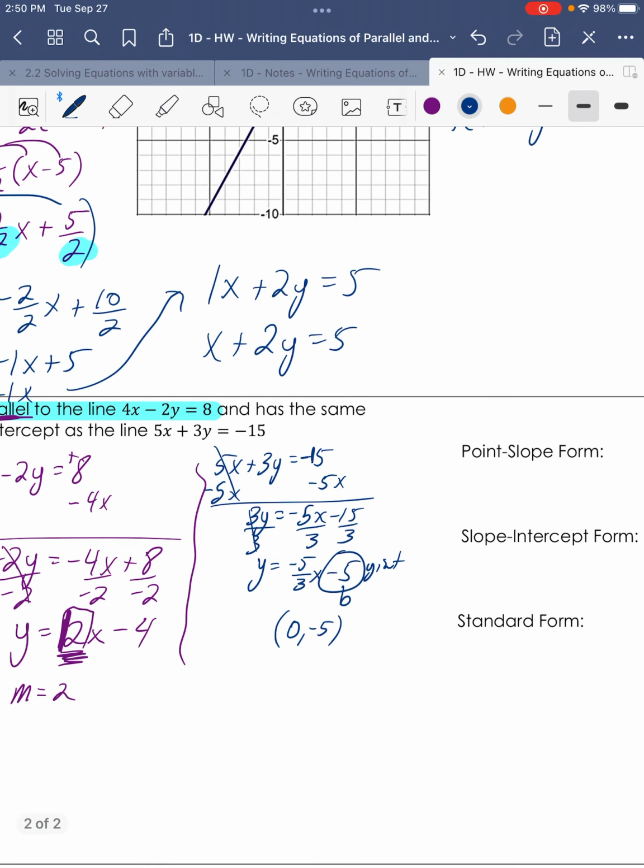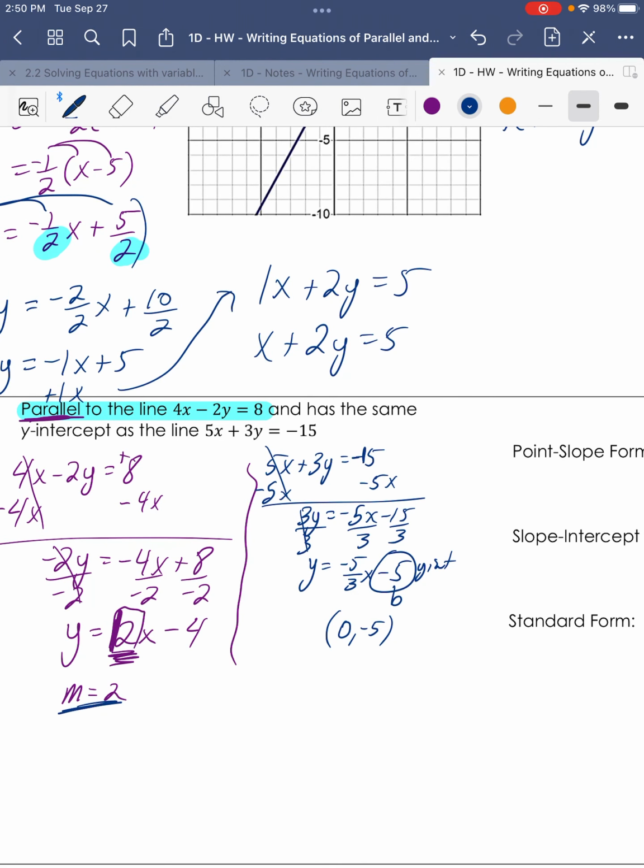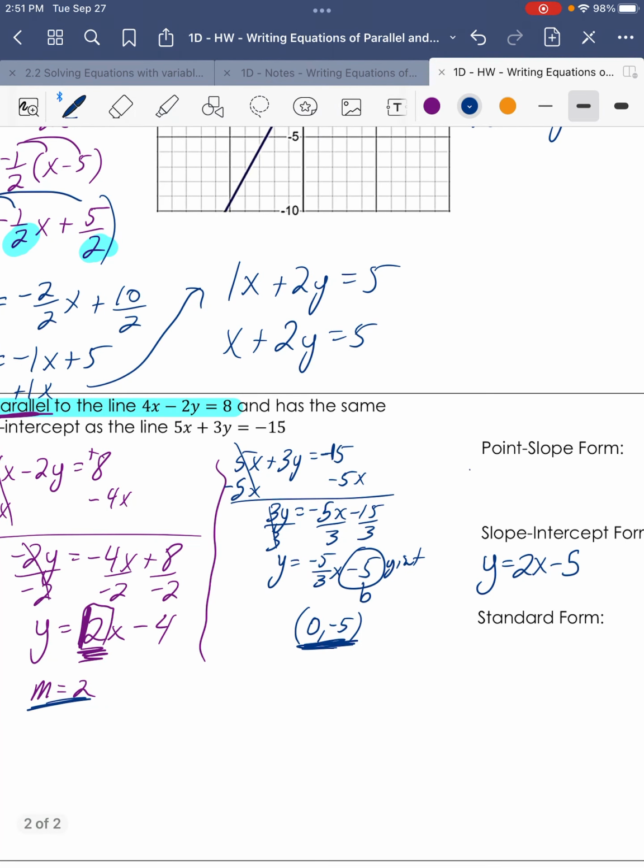Well, for slope-intercept form, we already have that. Here's your slope, and here's your y-intercept. So y equals 2x minus 5. For point slope form, if you want the point, there's your point. So it's y minus negative 5, so it's plus 5, equals 2 times (x minus 0).